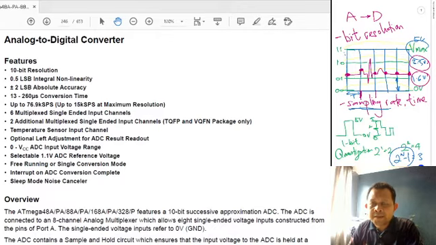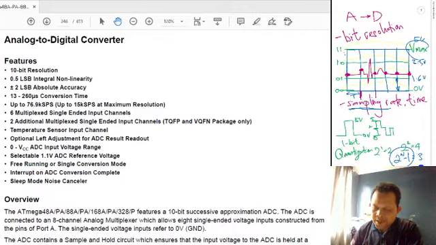These voltages will be represented by digital values. Let's say 1.6 volt is represented by the digital value 01, 3.3 volt is represented by the digital value 10, and 5 volt is represented by the value 11. So we already know that.